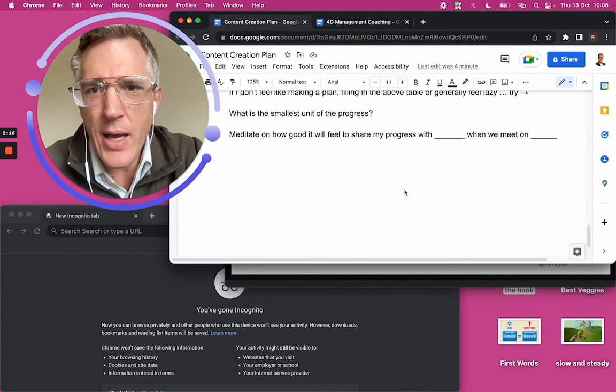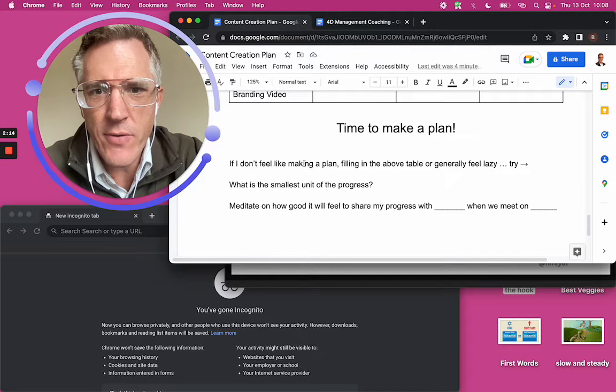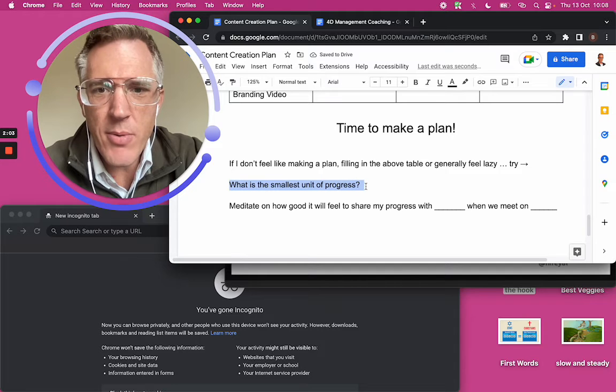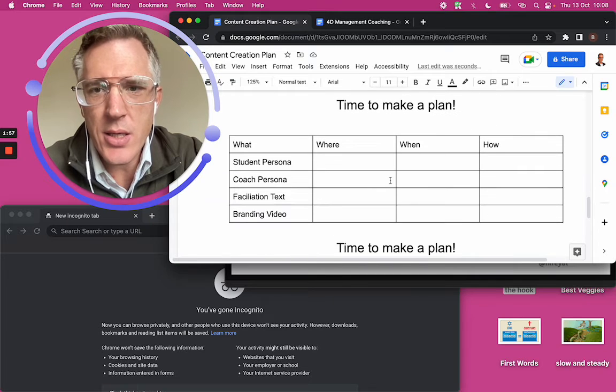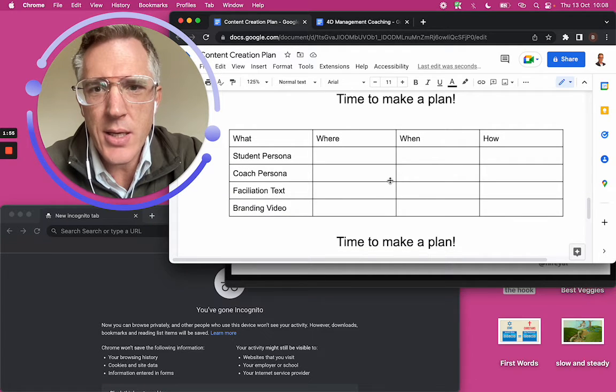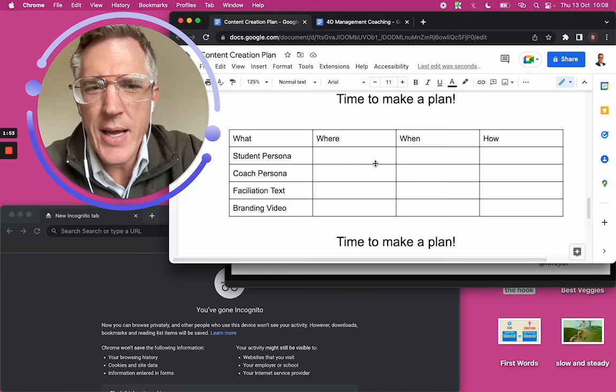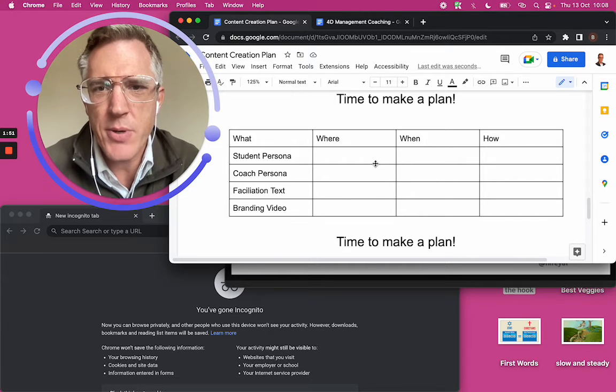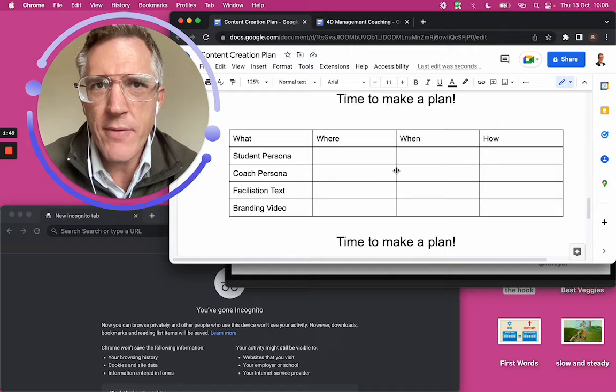All right, so I already had this: if I don't feel like making a plan, or if I feel this is just too big, what is the smallest unit of progress? I think it's better to talk about what's the smallest unit of progress. Otherwise, I feel overwhelmed, because as soon as I start talking, it's like, well, what's going on? I think that sometimes happens in my coaching experiences, where I have so many different things to think about and so many different things to share.